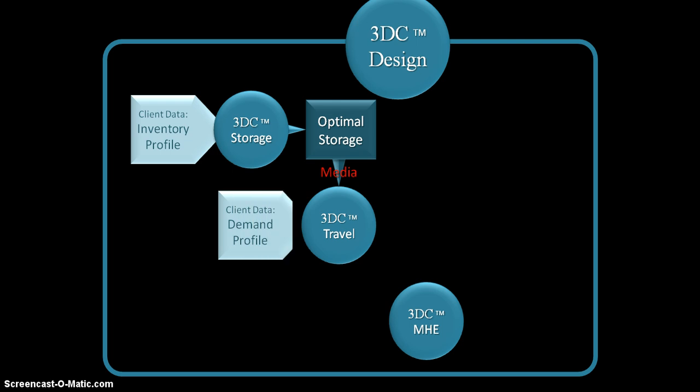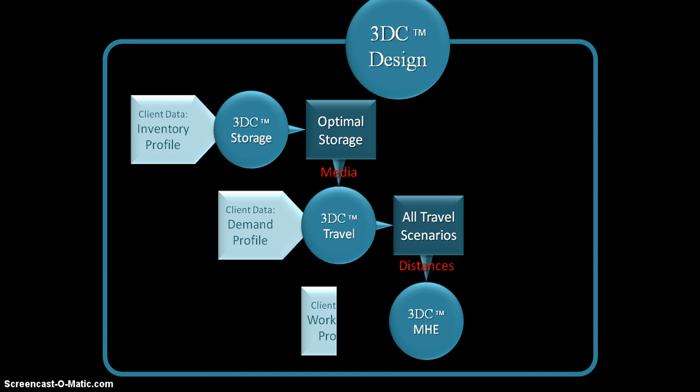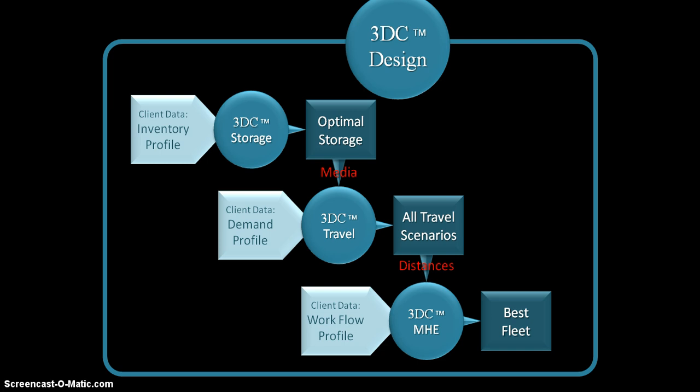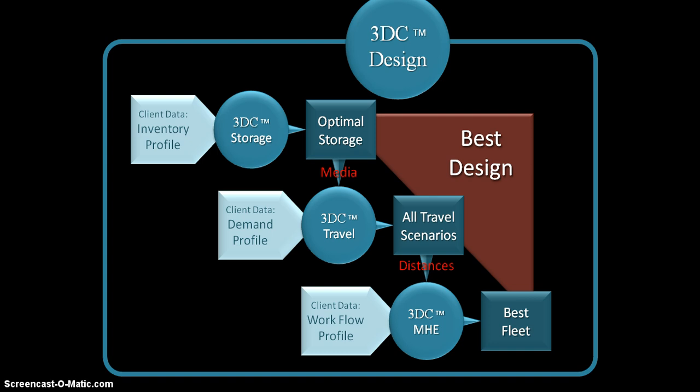That information, combined with the client demand profile, allows the system to generate multiple aisle and cross-aisle scenarios. These travel environments each have different distances, which become a key input into the MHE module. Workflow type, frequency, and capacity requirements over the various distances determine the best equipment for the fleet. It is the final analysis of optimal storage media, all possible travel scenarios, each with a best fleet of material handling equipment, that reveals the client's best design solution.